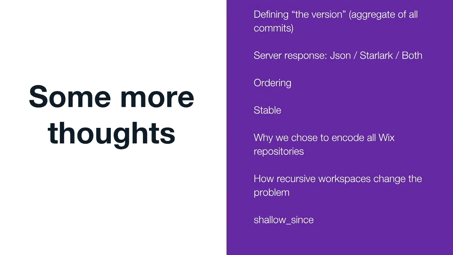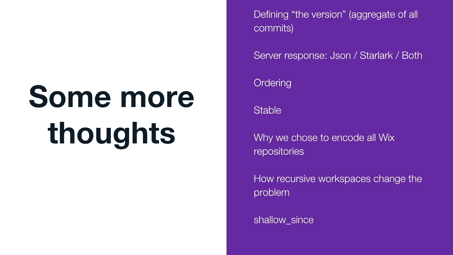Yeah, some more thoughts. This is the advanced part. I'm not sure I'll touch on everything because I think it's a bit too much. But first of all, what's the version? Because you have many repos, there is not really a version. If you have a monorepo, you have a version. So for us, the version is the aggregate of all commits. This version list is the version that you want to speak about, because this represents the code that was used.